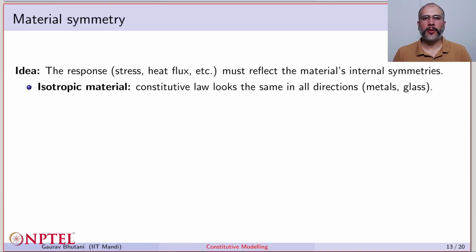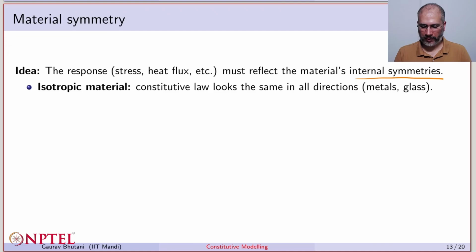The next principle we talk about is the principle of material symmetry. This is different from the previous idea of objectivity. The idea here is that the responses must reflect the material's internal symmetries. Till now we haven't talked about the directional symmetry of a material. We just talked about the observer making a measurement who may be rotating. But now we talk about the symmetry due to the nature of the material.